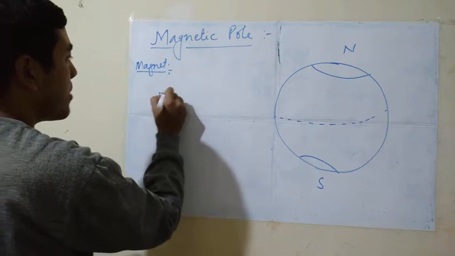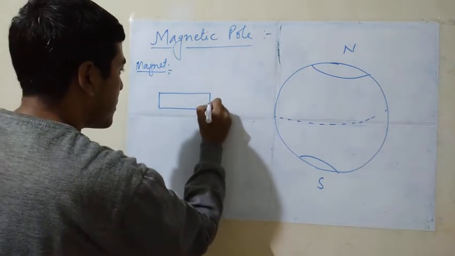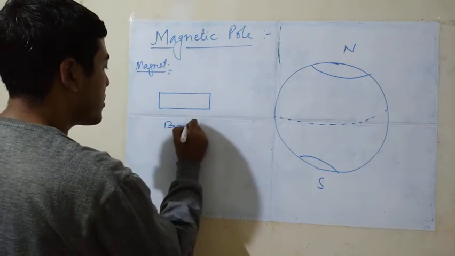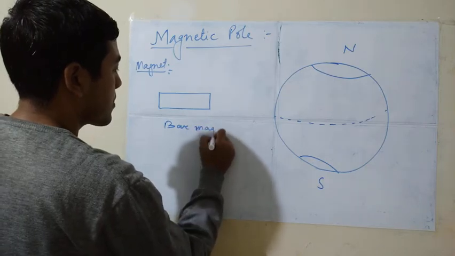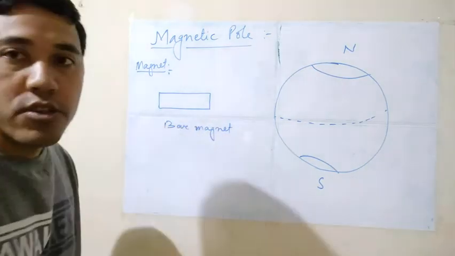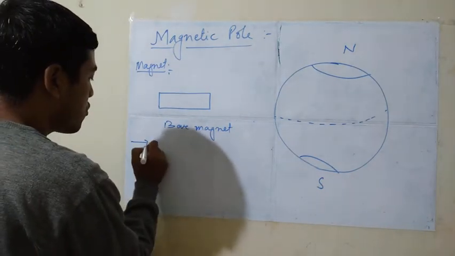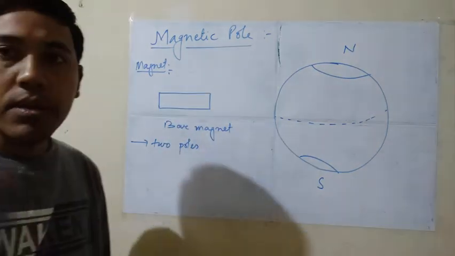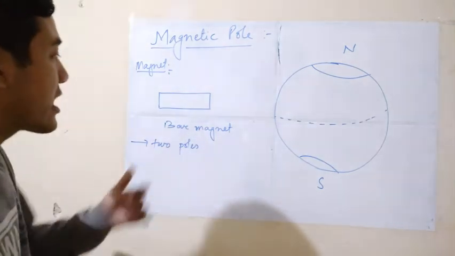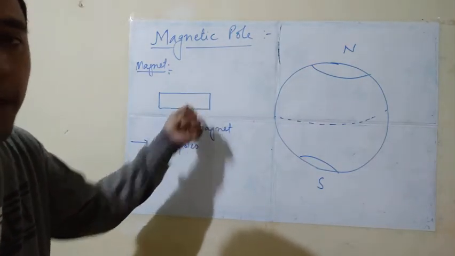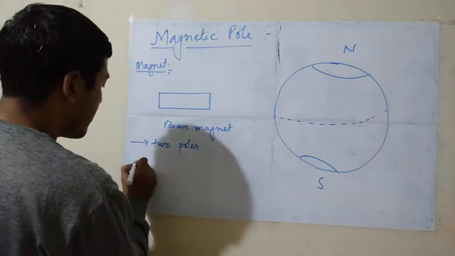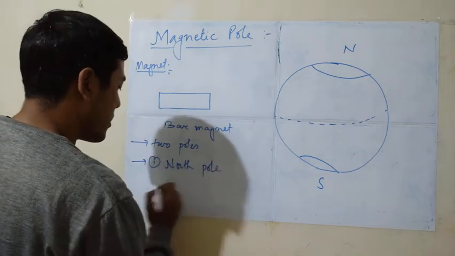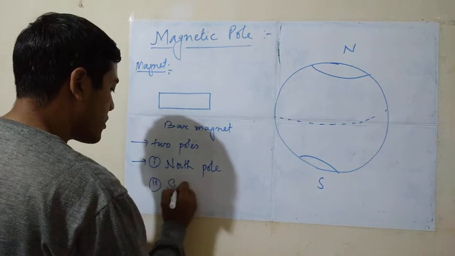Like this magnet, say it is a bar magnet. A rectangular magnet is known as a bar magnet. This is the bar magnet. It also has two poles. All magnets have two poles, but we can explain it very easily with the bar magnet. Now, what are the two poles? Number one is the north pole. Number two is the south pole.